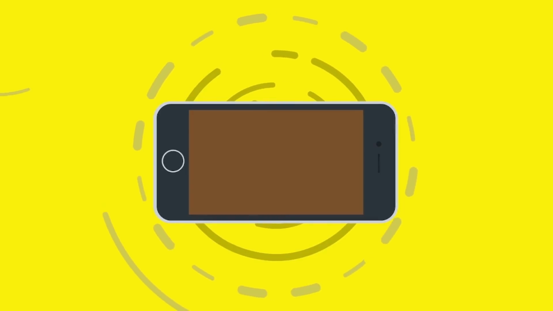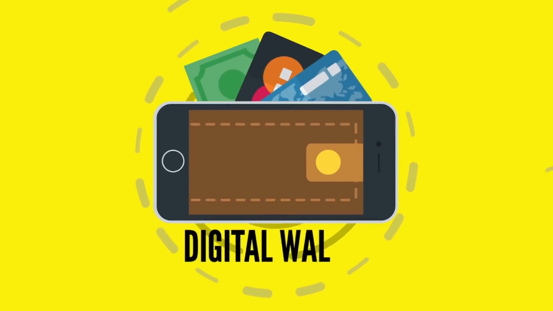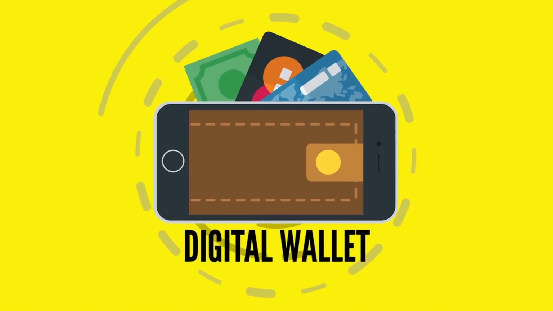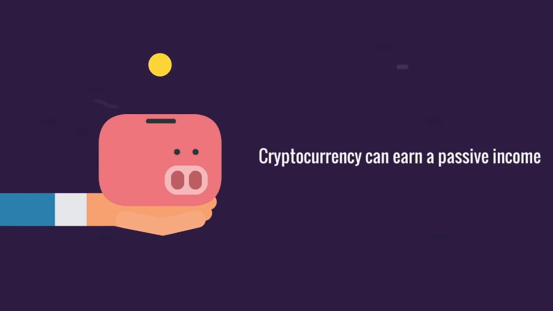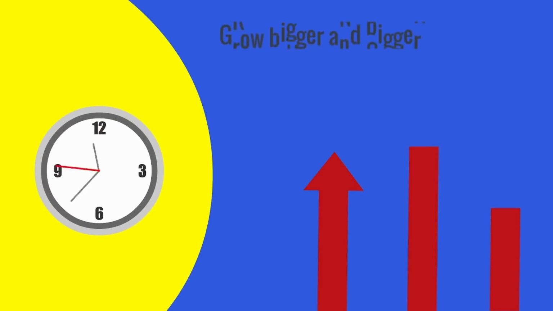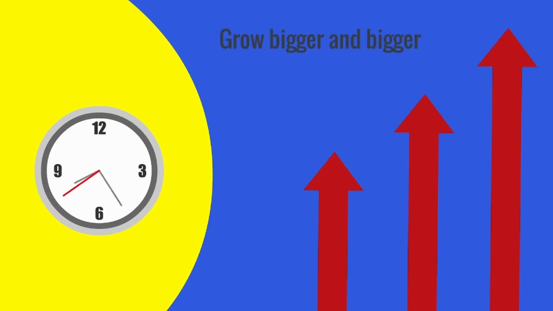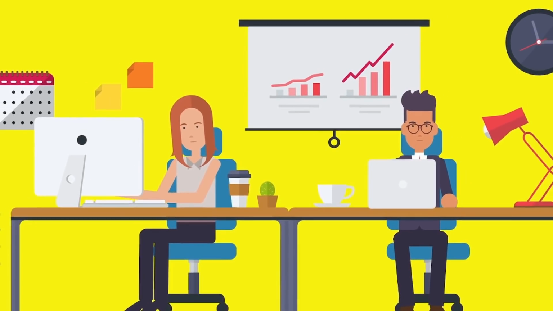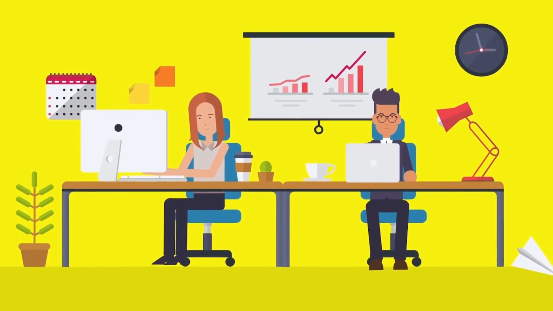In a nutshell, instead of having your coins sit in a wallet doing nothing, you put your crypto to work for you and earn passive income in return. Basically, anyone with cryptocurrency can earn a passive income if they know what they are doing. Over time, your crypto can grow bigger and bigger, until it's making you a sizable return to either supplement your current income or replace your full-time job.